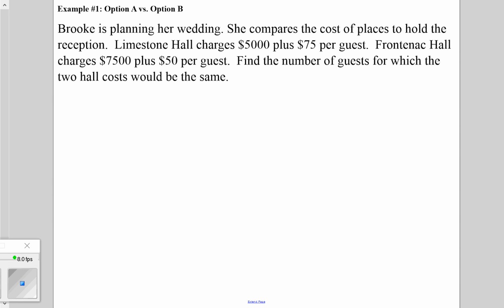This problem is something that you would have seen before, where you have a cost per person and a fixed cost associated with two different banquet halls. So first we need to figure out what our two variables are going to be. C can represent the total cost, and we can let G represent the number of guests.